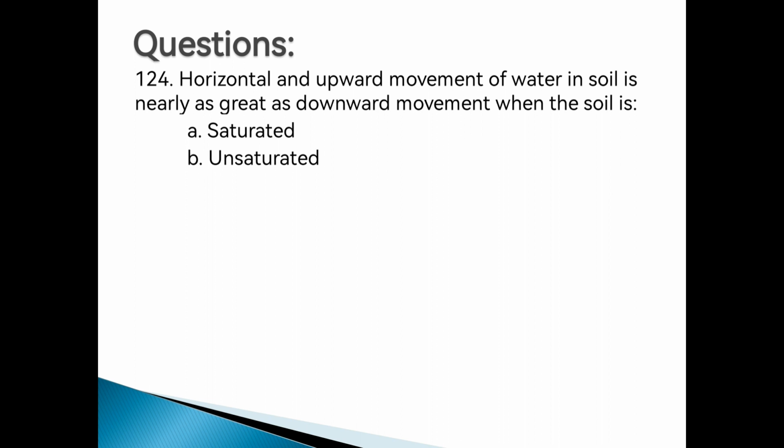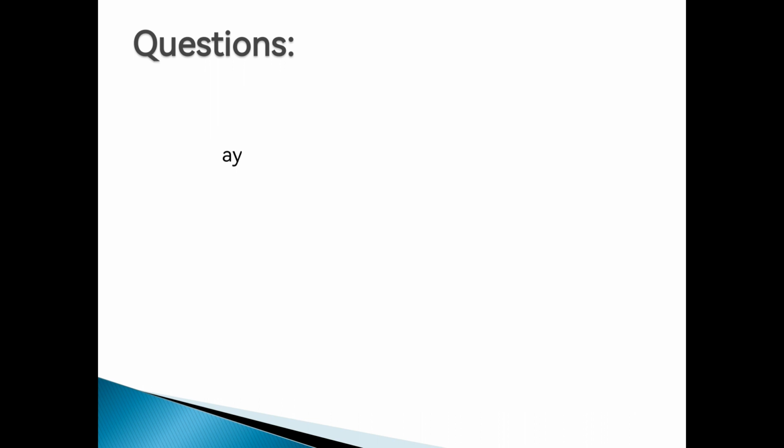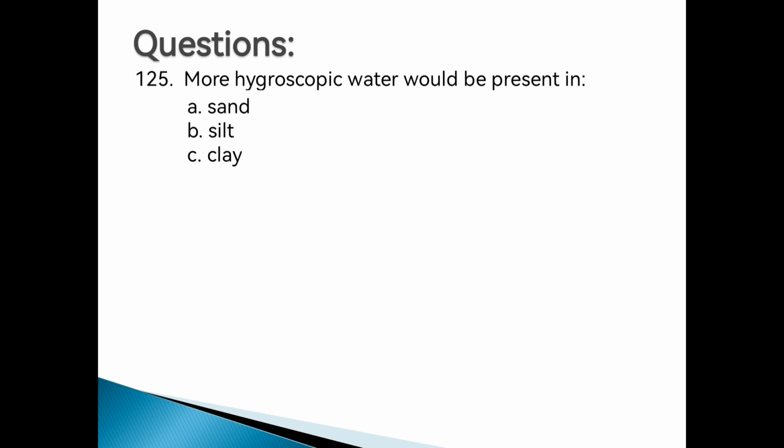Question 124. Horizontal and upward movement of water in soil is nearly as great as downward movement when the soil is A. Saturated, B. Unsaturated. The correct answer is B. Unsaturated.